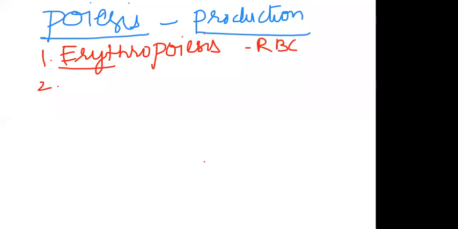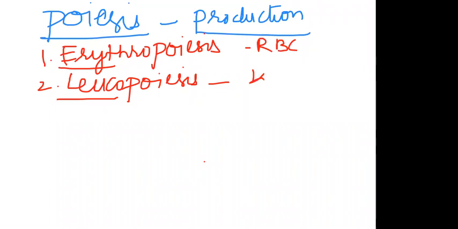You need to remember what is poiesis. Erythro is the frequent word we use for RBC. Next, leucopoiesis. Leuco indicates WBC. What I said, poiesis means production. So leukopoiesis means the production of WBC. To be remembered.